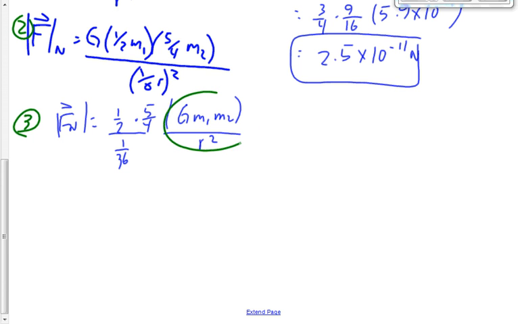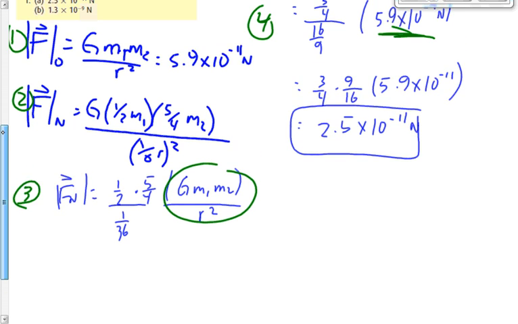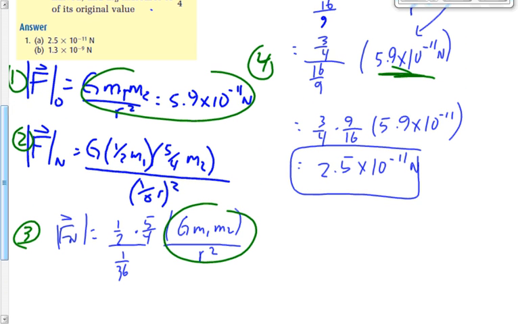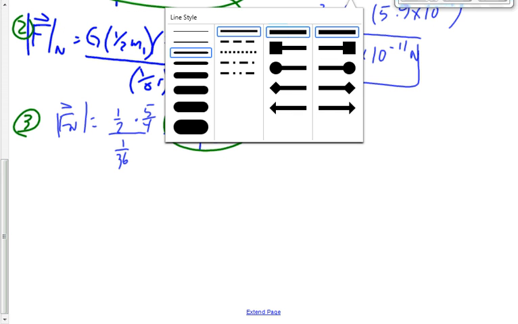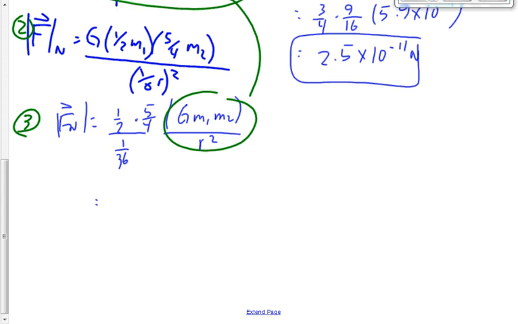Now look, we know the value of GM1 M2 over R squared. It's 5.9. We could simplify this a little bit as well in step 4. 1/2 times 5/4 is 5 over 8 over 1 over 36. Multiply that by 5.9 times 10 to the minus 11.